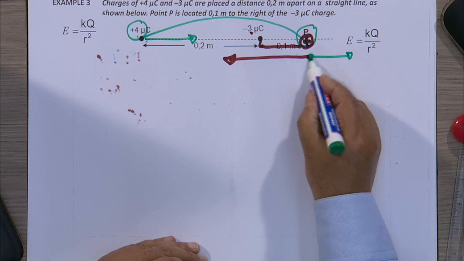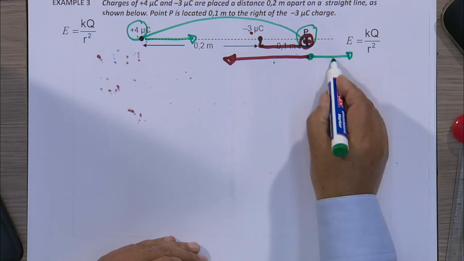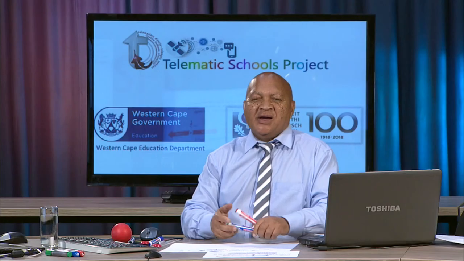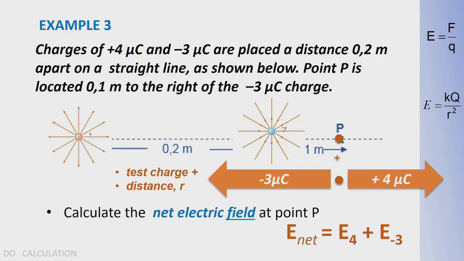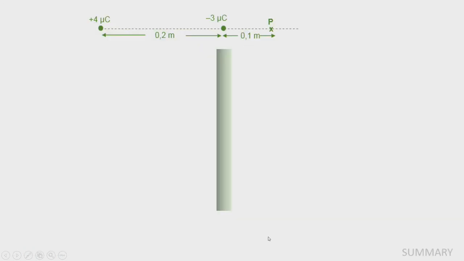And all I do now, mathematically, is I get the values and I add it up. Let me show you quickly how I do it in 3 minutes. Just look at this quickly. So then I use this formula and I say, the net force, meaning the sum of the fields, is equal to the field of 4, that is that one, and a field of 3 added together. So here we go.